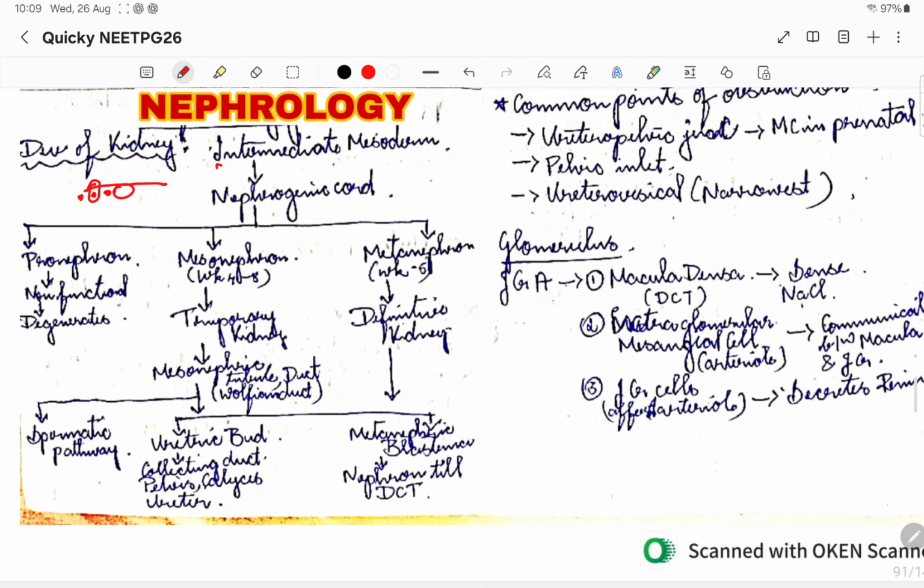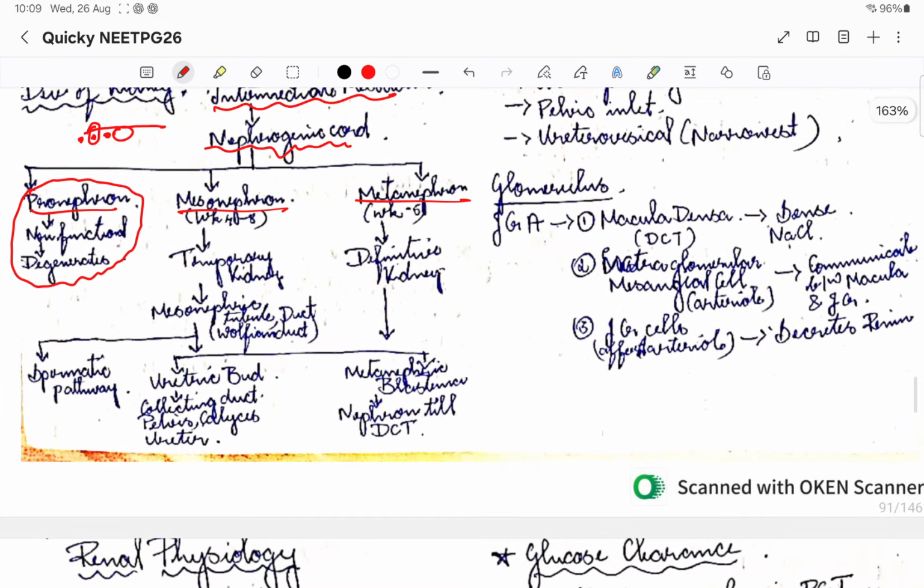Intermediate mesoderm will give rise to the nephrogenic cord. The nephrogenic cord has three different parts: pronephros, mesonephros and metanephros. The pronephros begins at the start of kidney development, but it degenerates and is non-functional. Our importance is for the mesonephros and metanephros, which start developing at around 4 to 5 weeks of gestation. The mesonephros forms the temporary kidney and gives rise to the mesonephric tubules and duct, also known as the Wolffian duct. Please remember the name Wolffian duct.